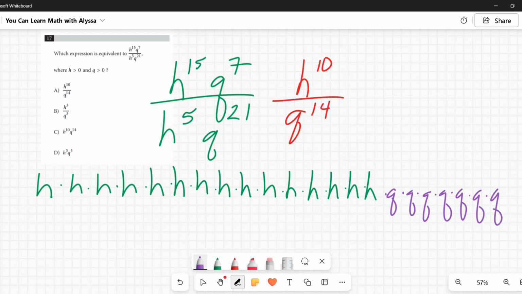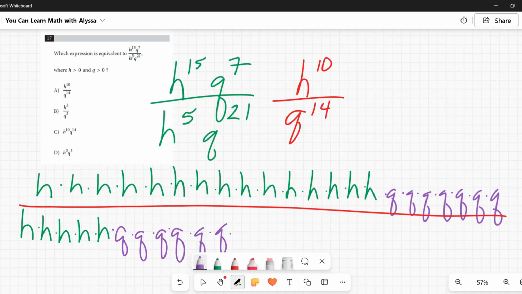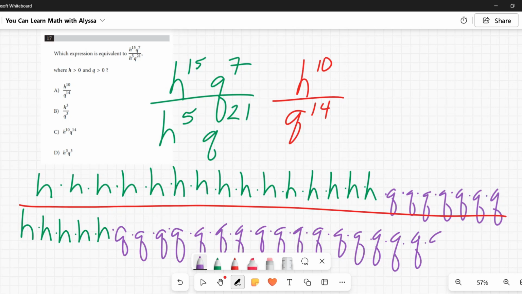Am I dreading the q to the 21st that I'm about to do? Oh, you better believe I am. On the bottom, I have h to the 5th. I have 1, 2, 3, 4, 5 times 21 q's. Oh, help me. 1, 2, 3 and so on up to 21. The letter q has lost all meaning.